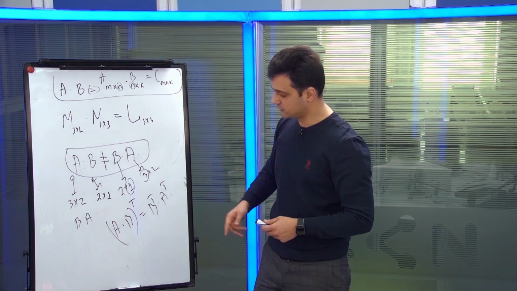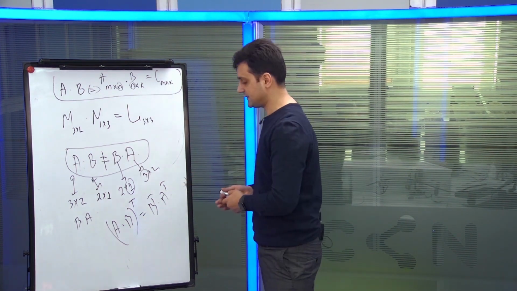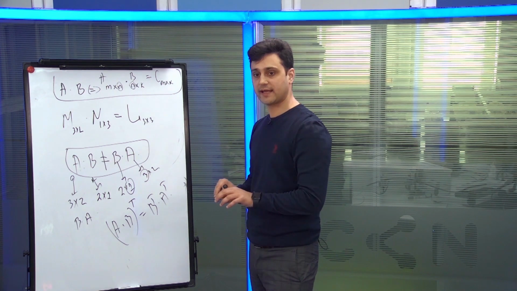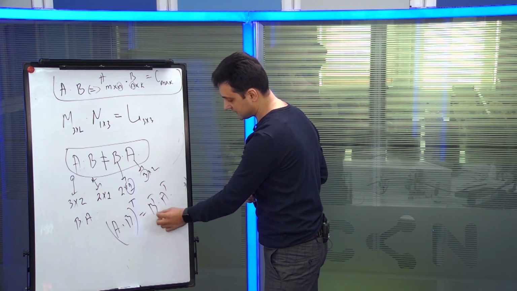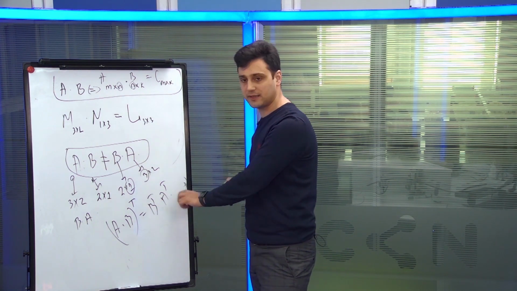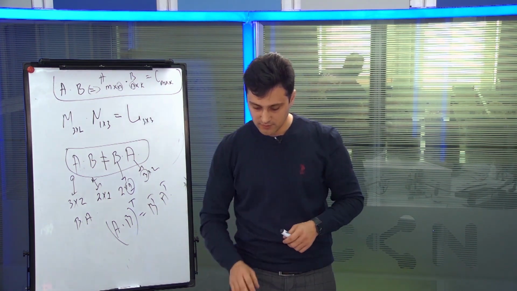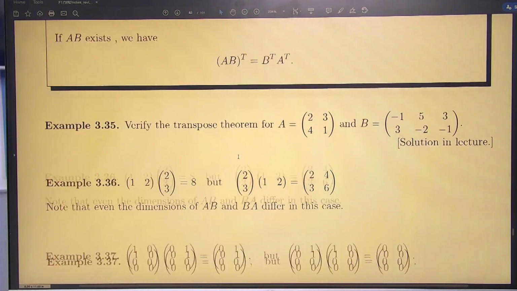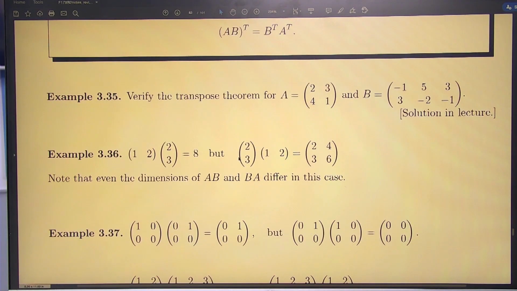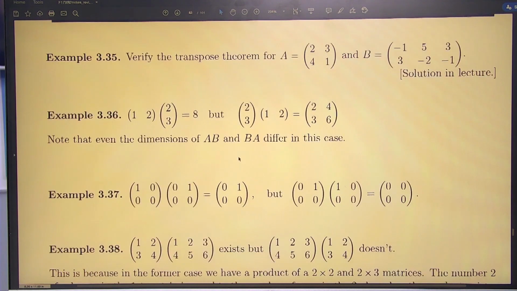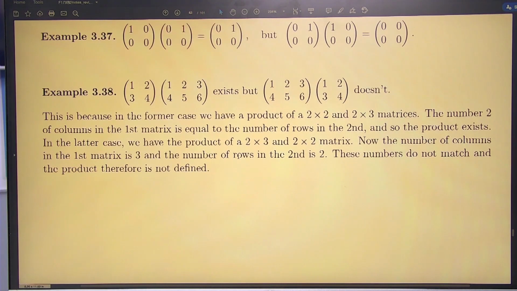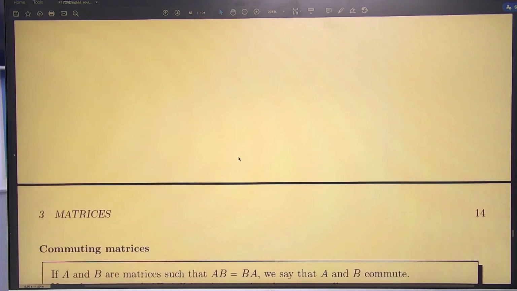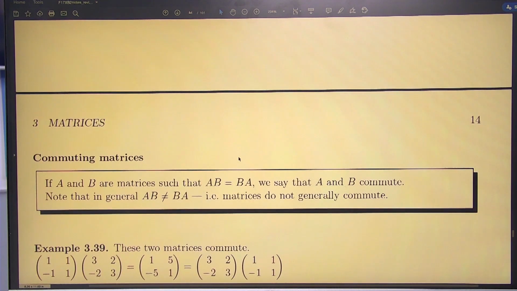And how do you show this? You can show this by finding the left side separately: find AB, then the transpose of this. Then on the right side you find B transpose multiplied by A transpose, after finding the transposes. So you can see examples 3.35 and 3.36 for this. We also have some examples here, but I don't think we have time, or I don't want to waste time solving this because it's very clear.